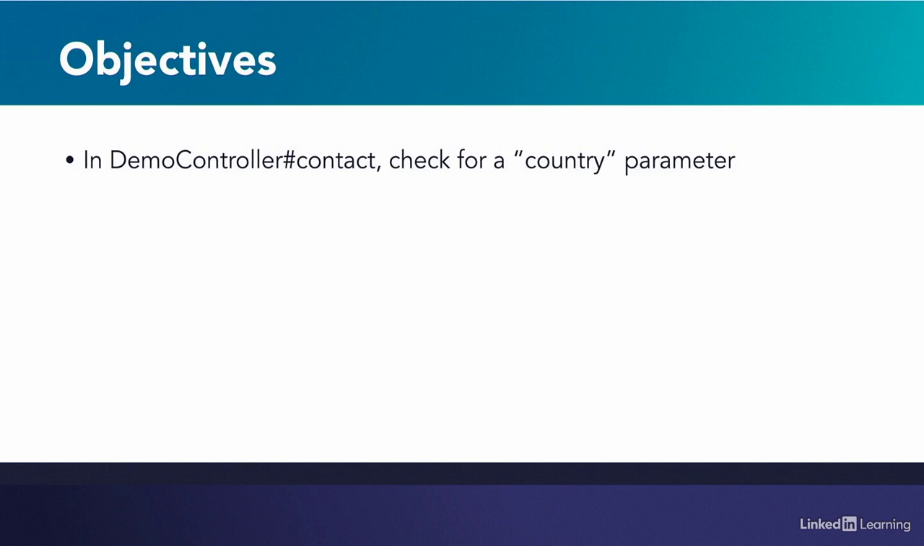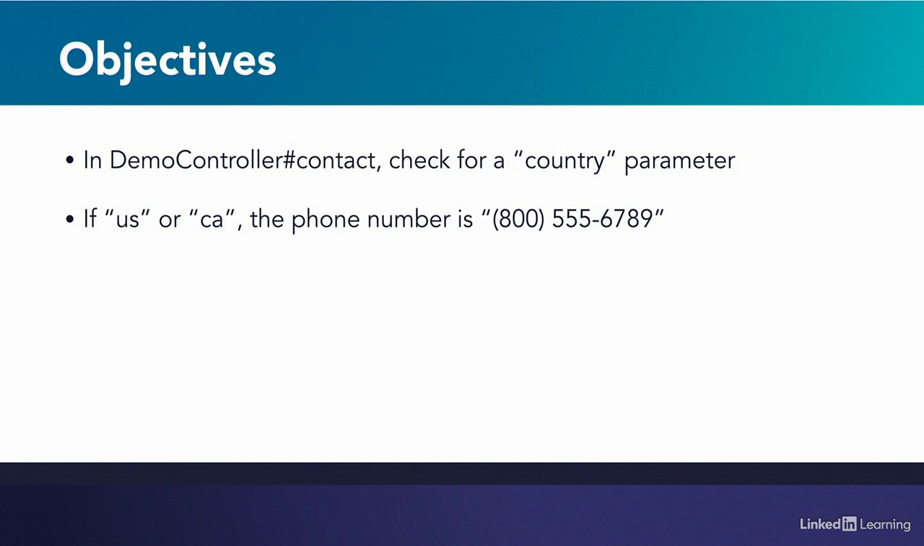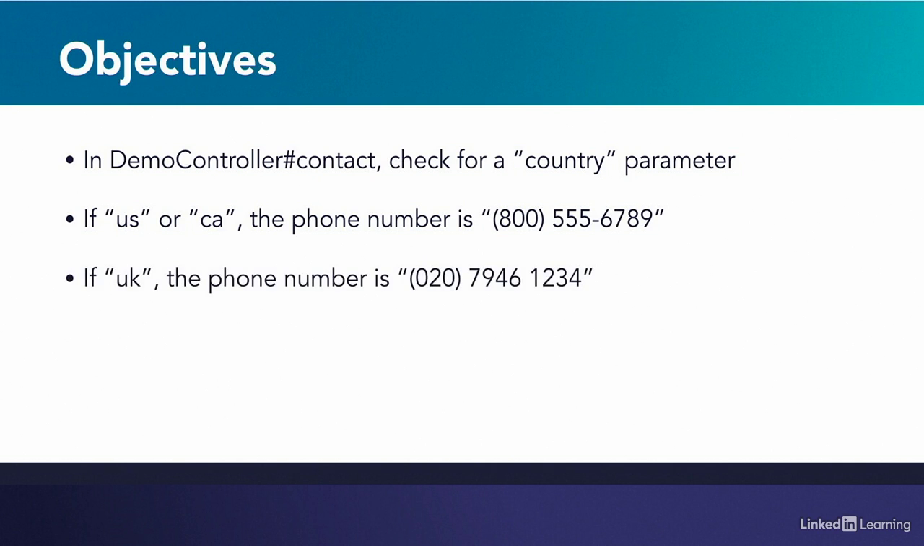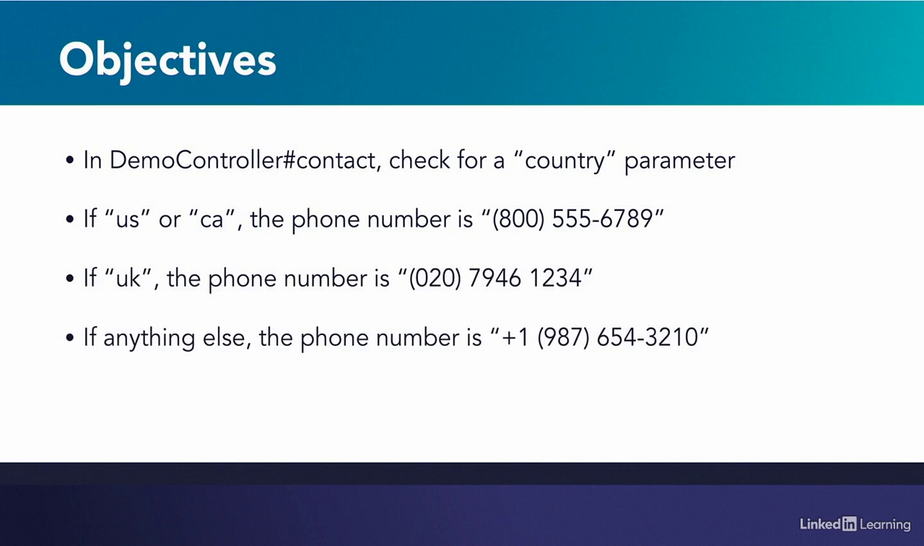Once we have the templates, you should try adding dynamic content to them. In the demo controller's contact action, you want to write Ruby code to check for a country parameter. If the country parameter is US or CA, meaning United States or Canada, then we're going to want the template to display one phone number. But if it's UK for United Kingdom, we're going to use a different phone number. And if it's anything else, then it'll be a third phone number.